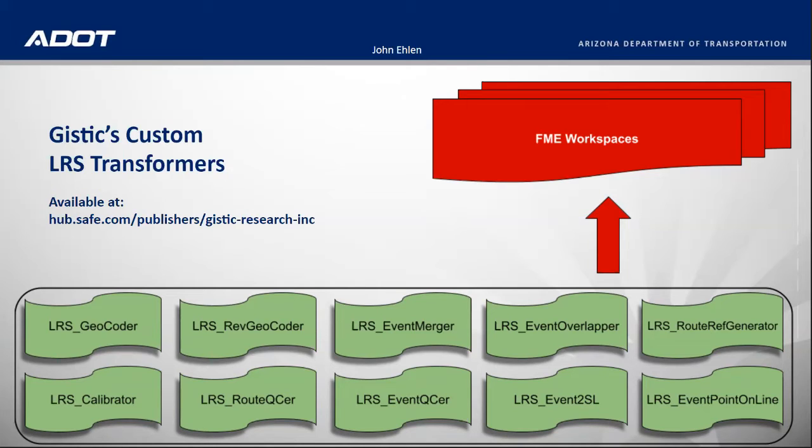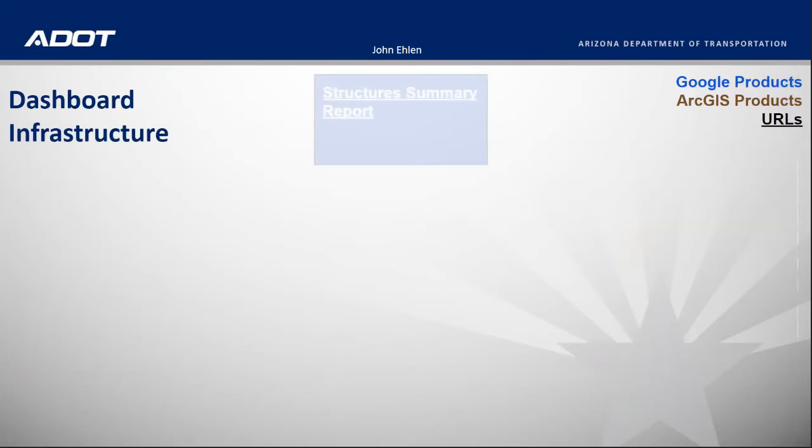And the event to SL transformer generates planimetric straight line geometry to allow for intersection identification of measure ranges. That includes not only the LRS side of things, looking at LRS measures, but this can be extracted and applied to address ranges on road center lines. So you can actually build planimetric geometry with this transformer and identify overlapping road center line ranges as well.